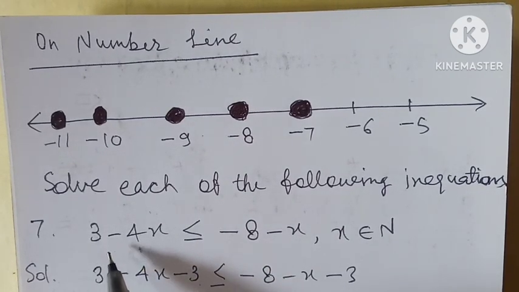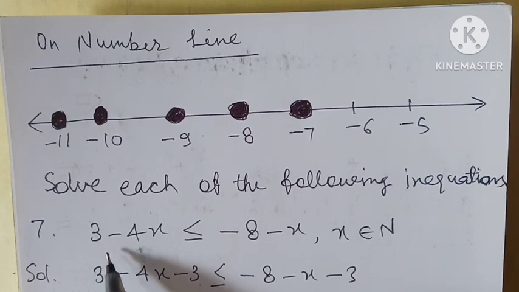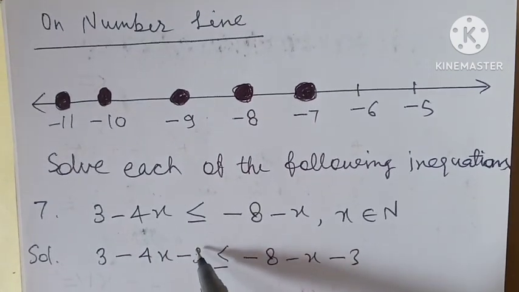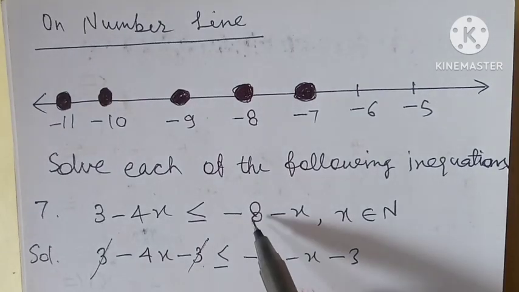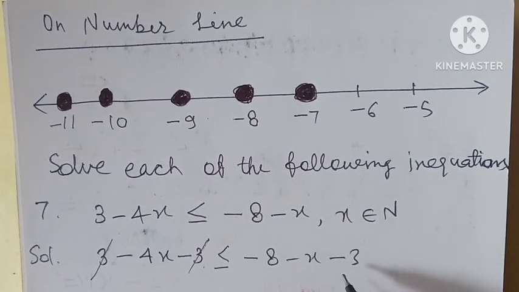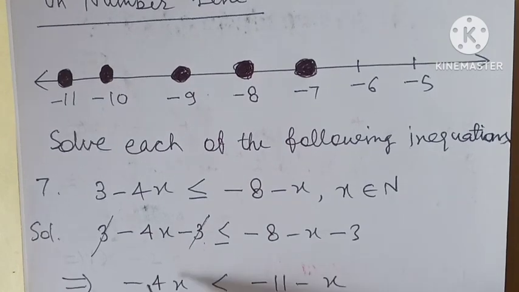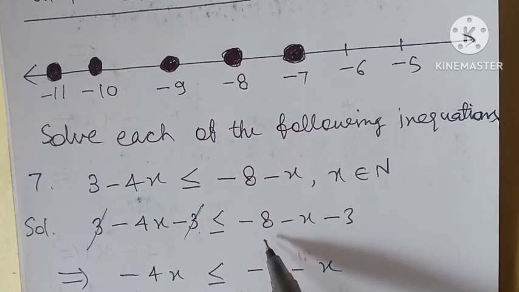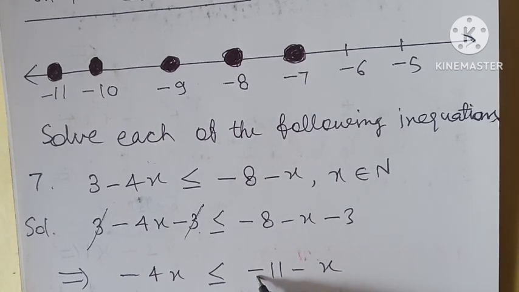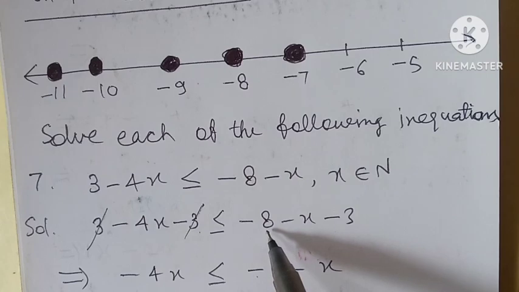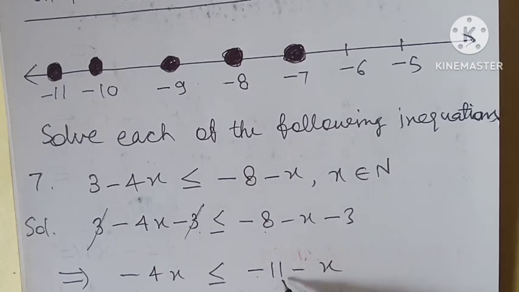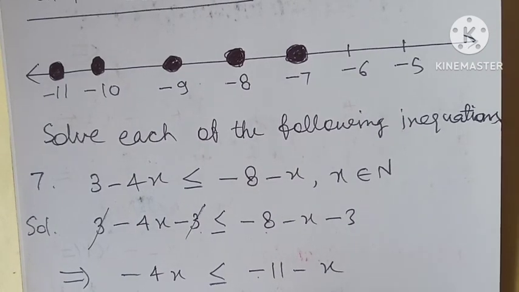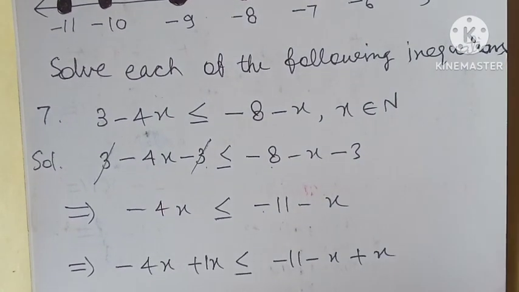we must remove this 3, and for that we have to subtract 3 from both sides. So these 3 are cancelled. Here -8 minus x minus 3. Now here we have -4x and here we have -8 minus 3, means both are negative, so the sign will be negative, and the numerals will be added. 8 plus 3 will be 11. So -11 minus x.